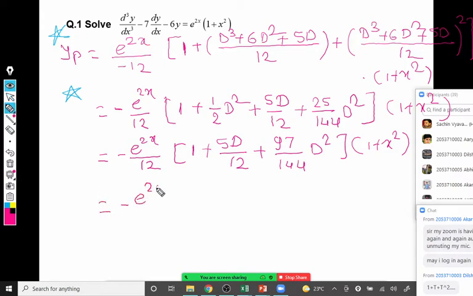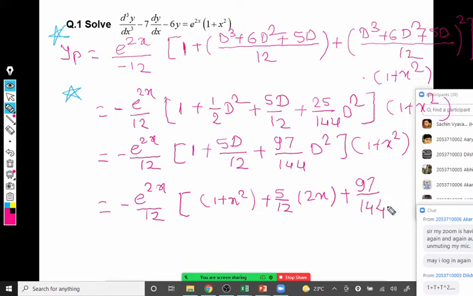Minus e raised to 2x upon 12, as it is. Now 1 into 1 plus x square is 1 plus x square as it is, plus 5 by 12 into the derivative of 1 plus x square, which is 2x, correct. Then 97 upon 144 into the second derivative. The first derivative is 2x, so the second derivative is 2.